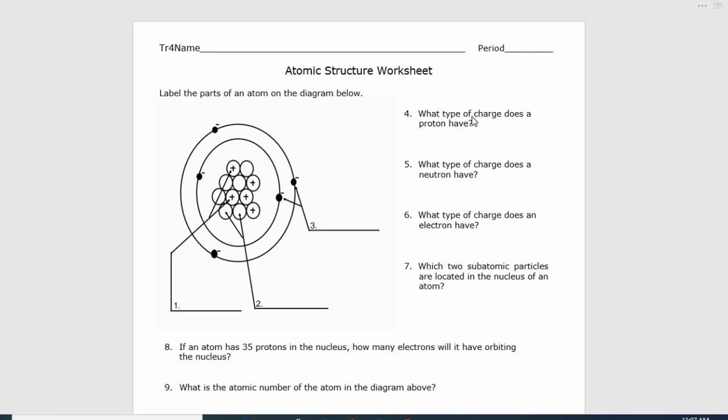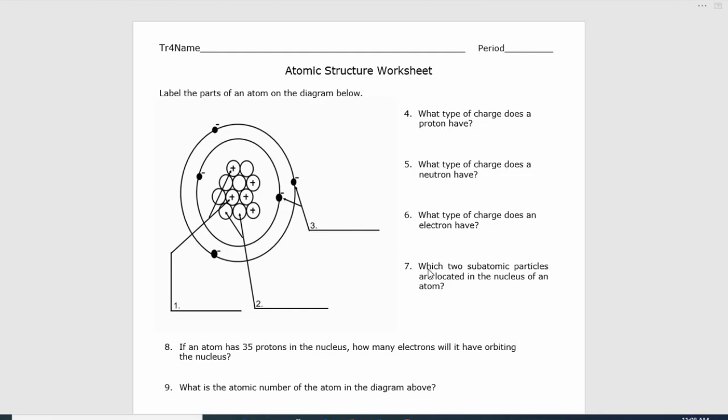Then number 4, the question said, what type of charge does a proton have? As we just saw here, the proton has positive charge. Excellent. What type of charge does a neutron have? We saw also here that the neutron has no charge. What type of charge does an electron have? The electron has negative charge.